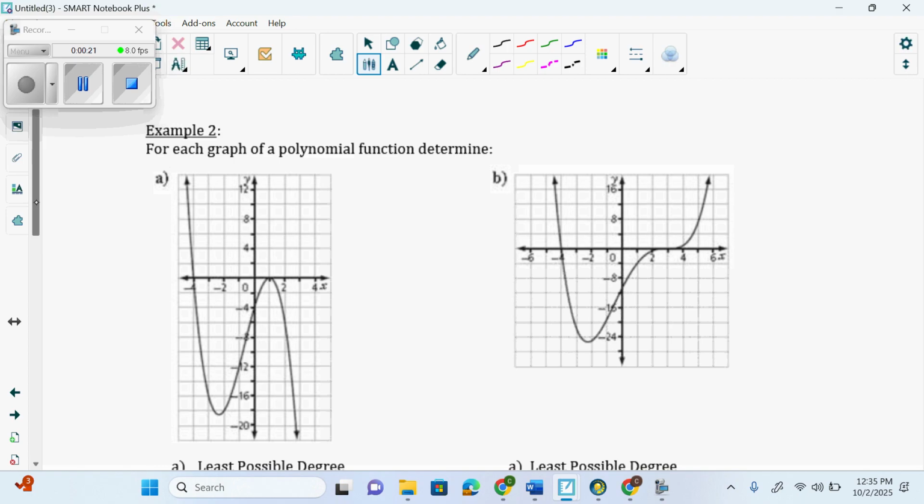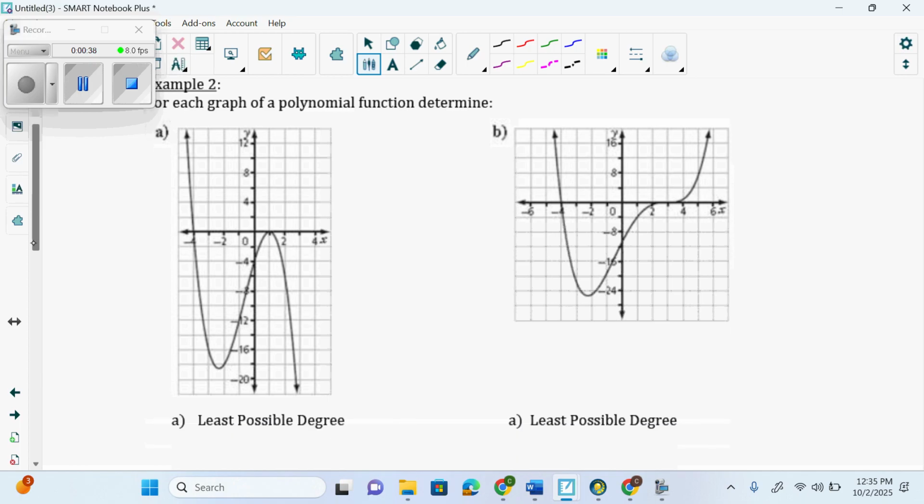So remember, we talked about even degrees, both ends up or both ends down, and odd degrees disco. So degree 1, degree 3, degree 5. So let's look at number 1. You tell me, is that a degree odd or a degree even? We know it's odd because it's doing what? Discoing. Okay, cool.